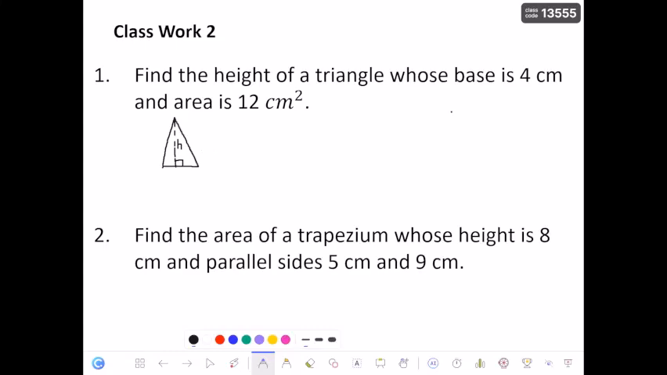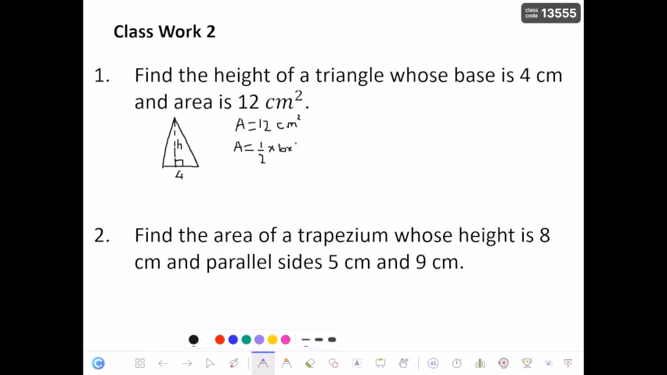Then they said the base is 4. The base is always under this line like this. So this is the base, 4. Then they gave us the area as 12. So A is equal to 12. So if A is 12 centimeters square according to the question, what are we going to do now? Just put the formula for the area of your triangle and start solving. So the area of a triangle is half times the base, then times the height.